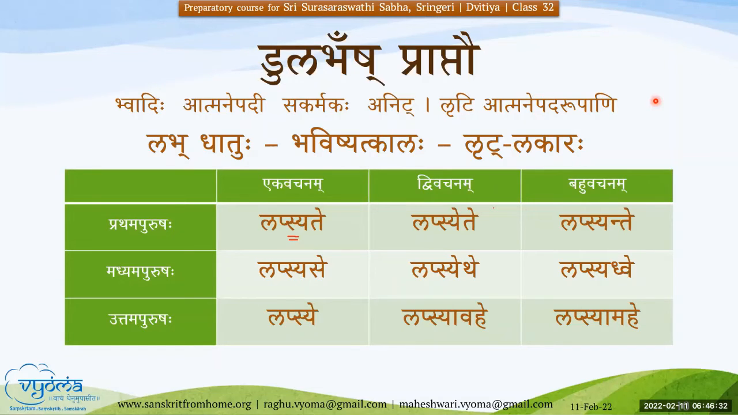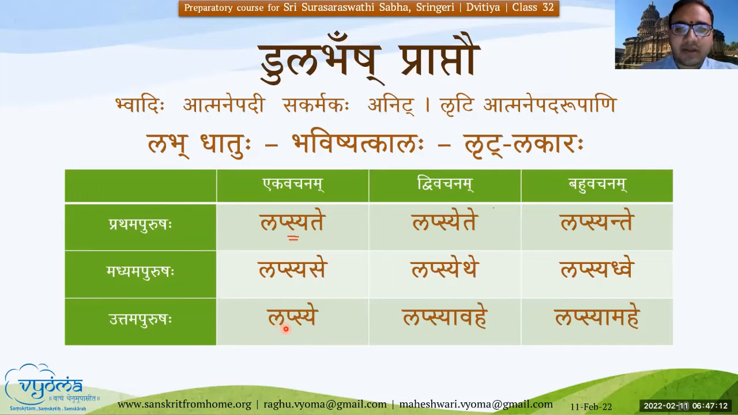Aham. Okay, aham you have used, so it will be lapsye. So now think about one object. What will you get? What will you gain? You can also say I can get knowledge, which is jnanam. Aham jnanam lapsye. Because we are using aham, that is the Uttama Purusha.